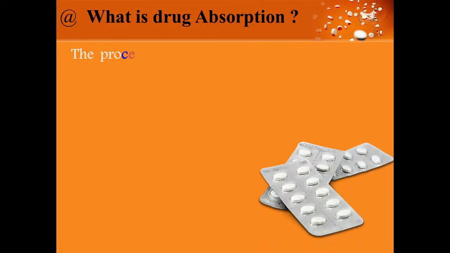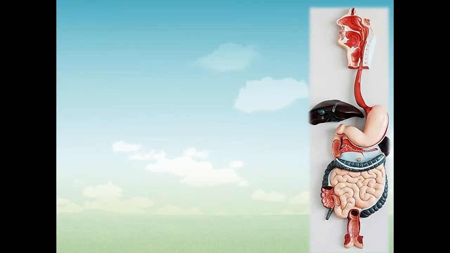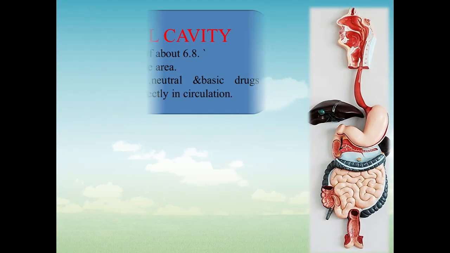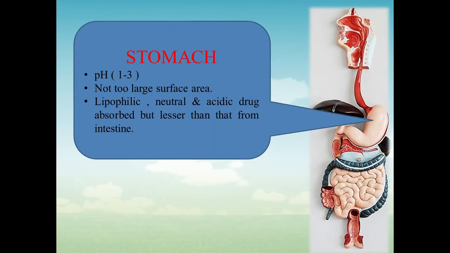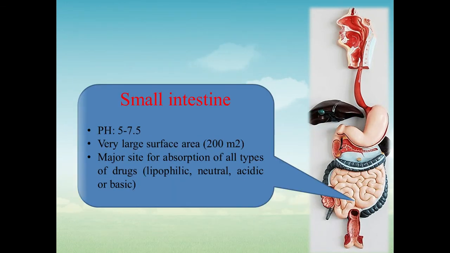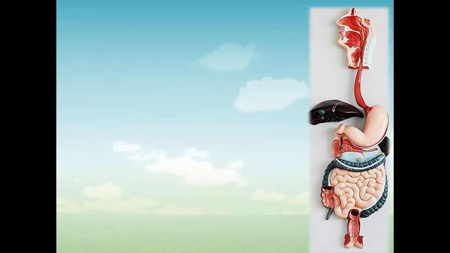Last lecture we saw the definition of absorption, which you all know is the movement of unchanged form of drug from the site of administration to the systemic circulation. Then we saw the pH ranges at various locations of the GI tract: the oral cavity, stomach, small intestine, colon, and rectum. This pH variation in our GI tract we also saw in the last lecture.